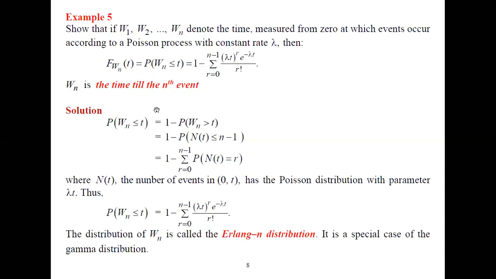So the proof. Can I go ahead with the proof? Yes, please. Solution. I've written solution because it was a past question, but in the book, it is written as a proof. So we want to find the distribution function. The distribution function is defined as the probability that the random variable is less than or equal to a certain value. So we find the probability that Wn is less than or equal to t. This is the same as 1 minus P of Wn greater than t.